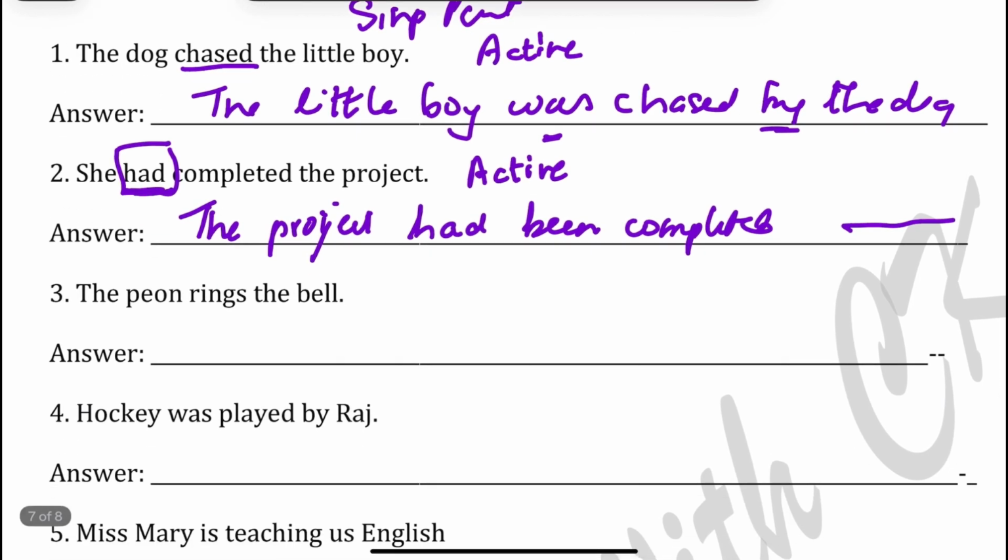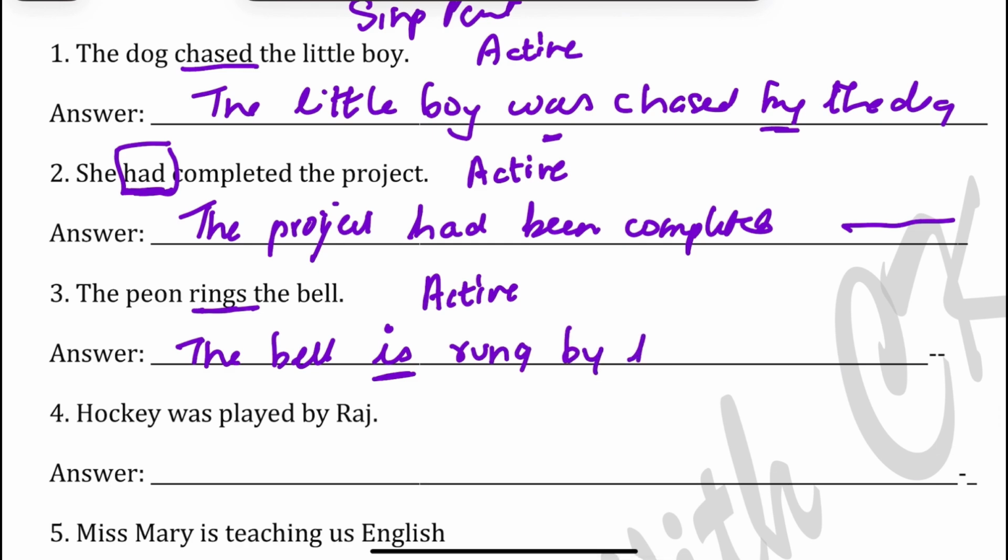The peon rings the bell. Okay, this is an active sentence. We make it passive. Now this is present, so do not change the tense. The bell is, we keep it present. The bell is rung by the peon.